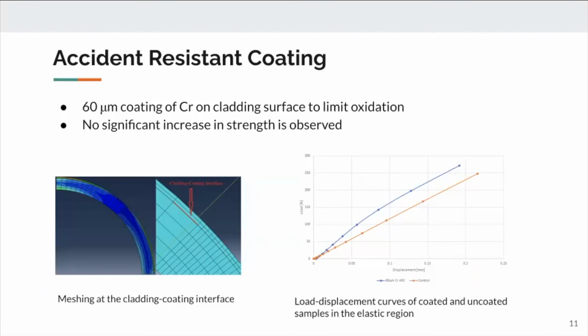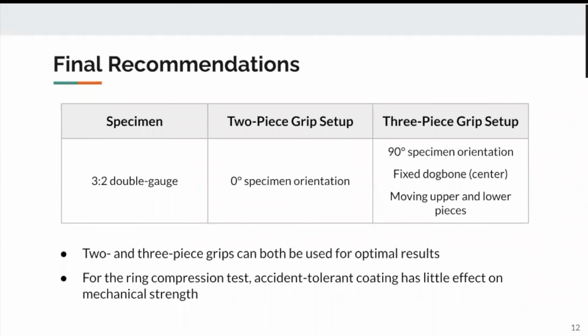For this model, we observed the strength difference of coated and uncoated samples in the elastic region, with no significant strength increase being found. Our final recommendation for optimal testing is a double gauge specimen with a 3:2 length to width ratio at 0 degrees orientation for the 2-piece grip and 90 degrees for the 3-piece grip, with a fixed center and moving upper and lower pieces.